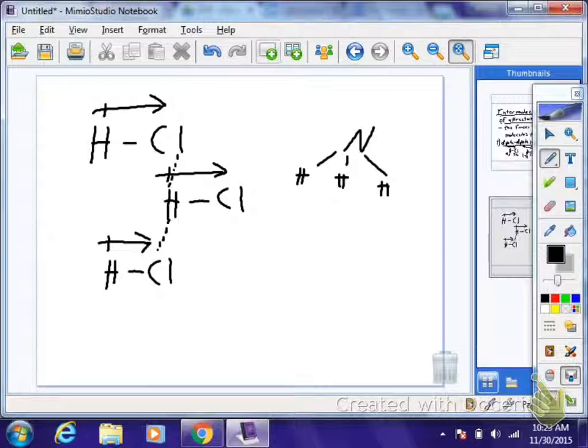Okay. Nitrogen is 3.0, where hydrogen is 2.1. So which direction will the arrow go there? It goes towards the higher electronegativity. So the arrow always goes toward the higher electronegativity. So we would show three arrows. Okay?